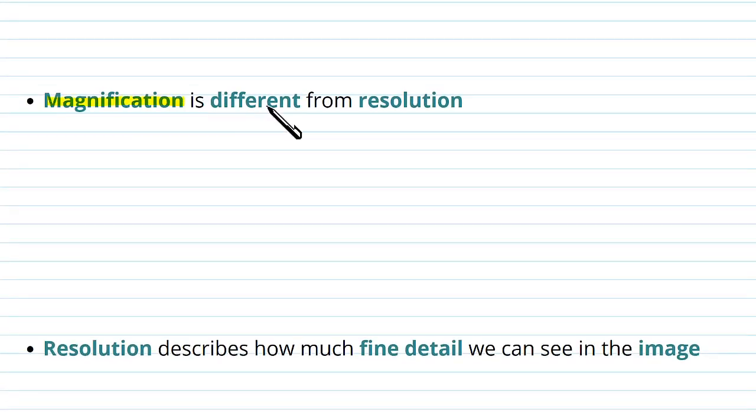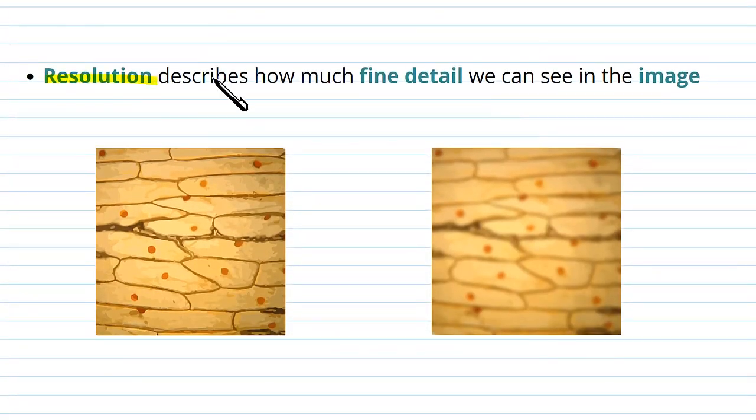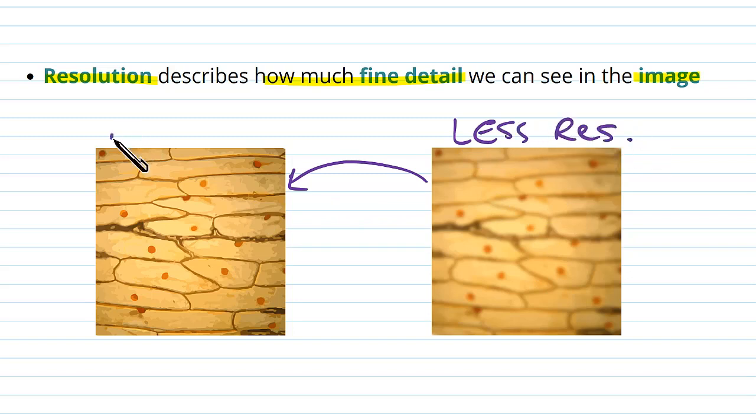But magnification is not the same as resolution. Resolution and magnification are completely different things. Resolution describes how much fine detail we can see in an image. Something with a greater resolution looks sharper and more detailed in its finer structures than this one. So this has less resolution and this one has more.